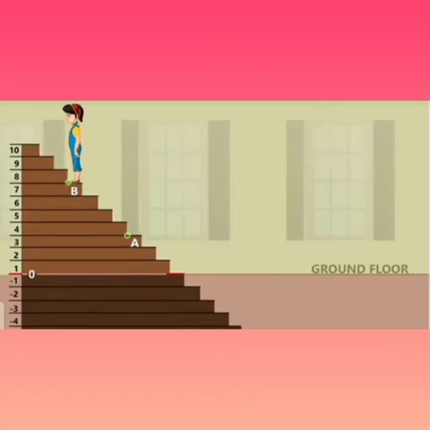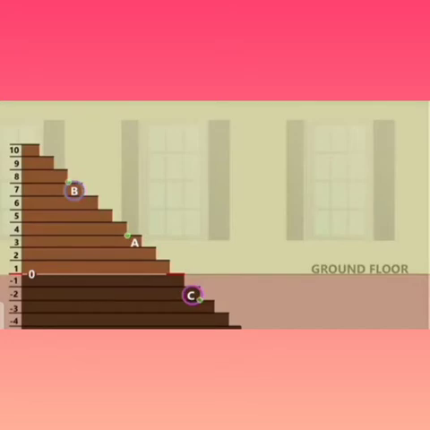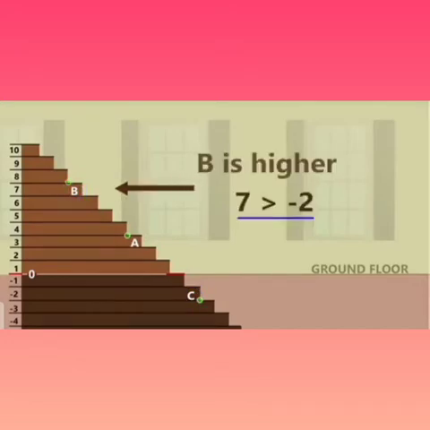Jane forgot to pick up her jacket from the basement and turns back and starts climbing down. She reaches the -2 step. Mark this position as C. Which of the 2 positions, C or B, is higher from the ground level? Looking at the picture, it is clear that position B is higher. So, 7 is greater than -2.